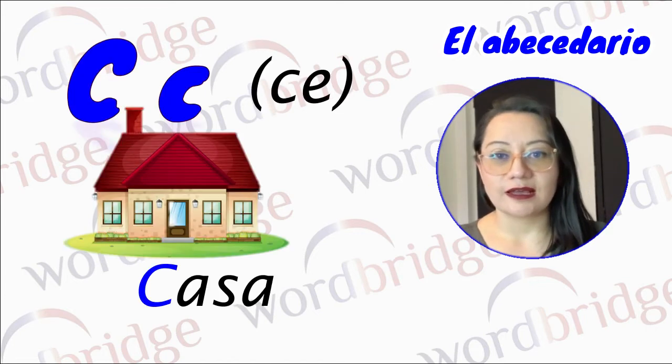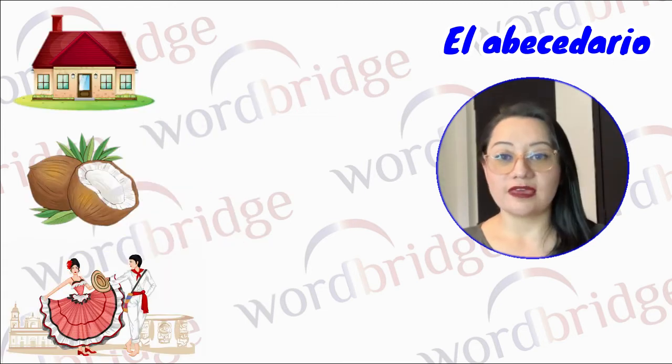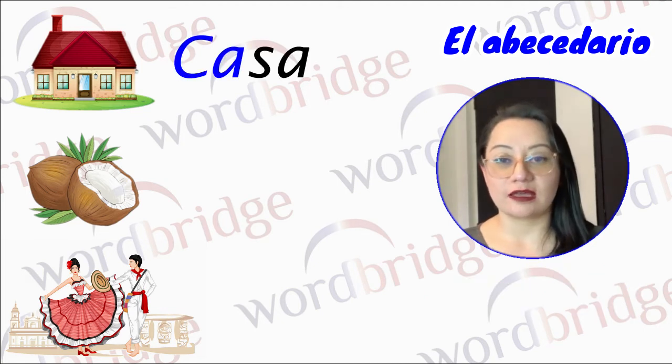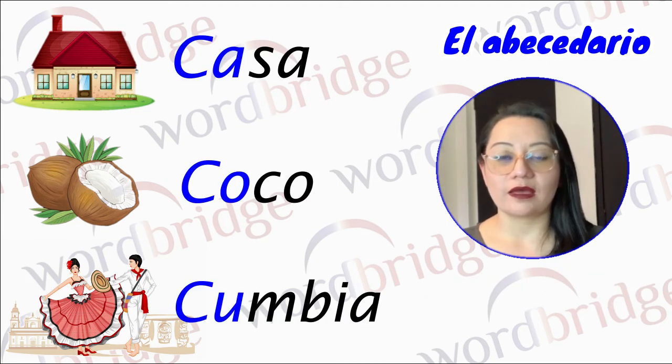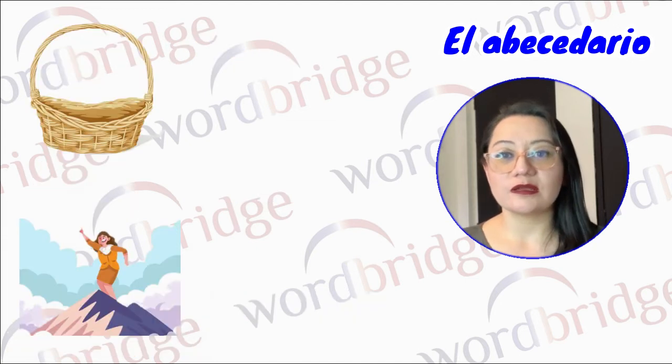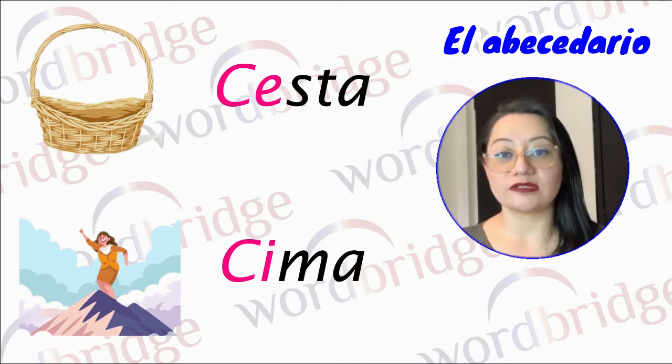C. Casa. C. When C goes with an A or a U, it sounds K. Casa. Coco. Cumbia. But when the syllable is formed with E or I, it sounds more like an S. For example, cesta or cima.